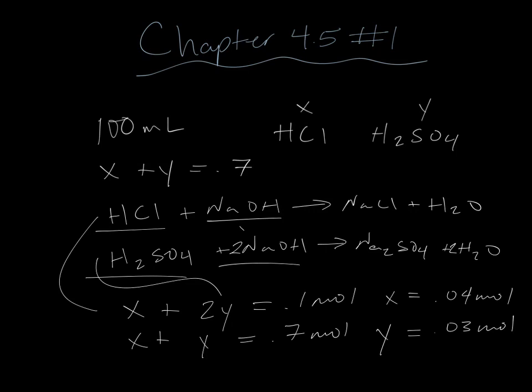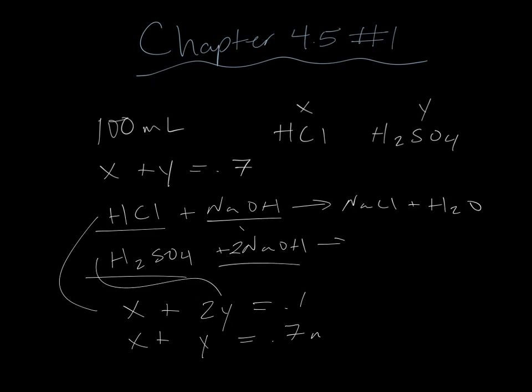Relating these two variables, the X and the Y, back to their original compounds, and dividing both by the 100 milliliters of the acid solution, we find that HCl has a concentration of 0.4 moles per liter. H2SO4 has a concentration of 0.3 moles per liter.